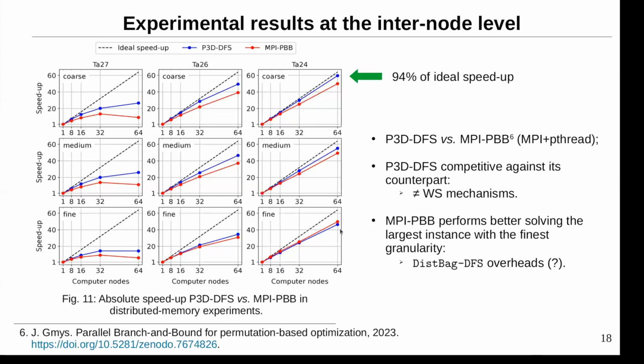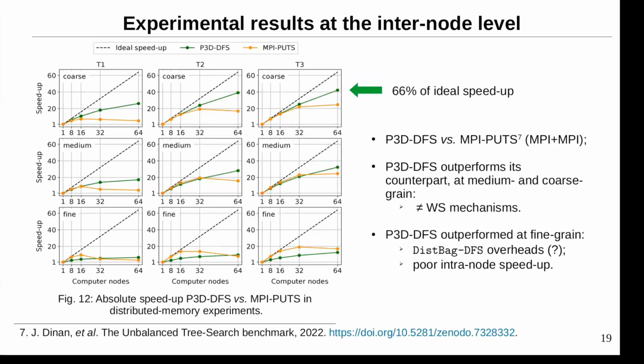In addition, in that case, precisely, which is the largest instance with the finest granularity, we can see that the MPI counterpart is better than P3D-DFS. This could be explained by the fact that DISTBAG DFS still has large overheads, especially visible at fine granularity. Then we did the same using the UTS benchmark. Here we compare P3D-DFS versus MPI-UTS, which is a two-sided MPI plus MPI implementation.